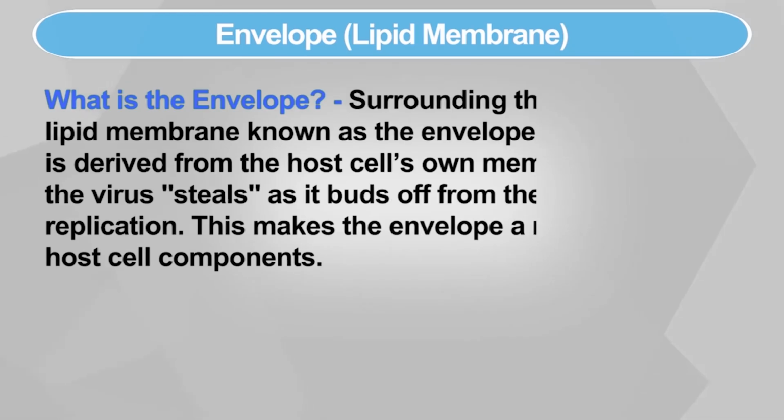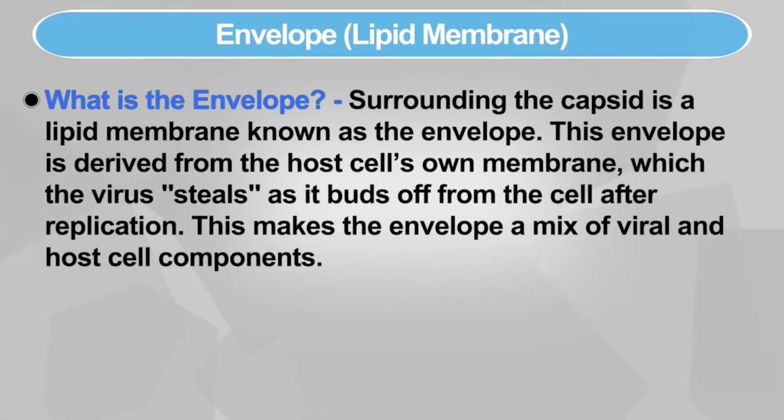Next important component is the envelope. Surrounding the capsid is a lipid membrane known as the envelope. This envelope is derived from the host cell's own membrane, which the virus steals, and it buds off from a cell after replication. This makes the envelope a mix of viral and host cell components.